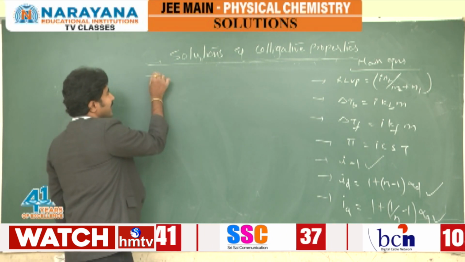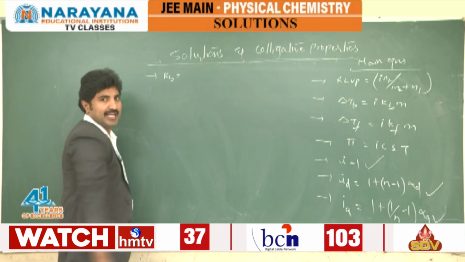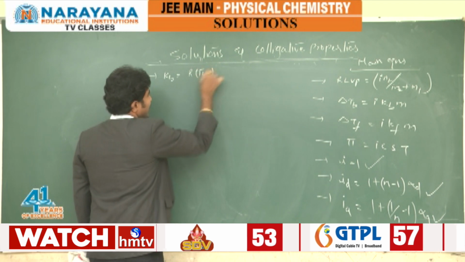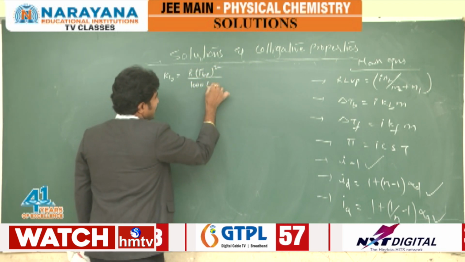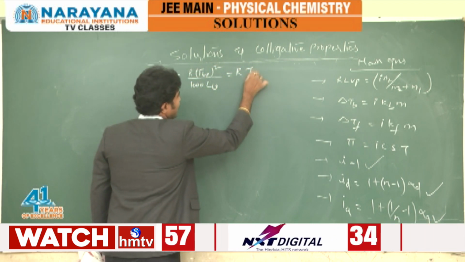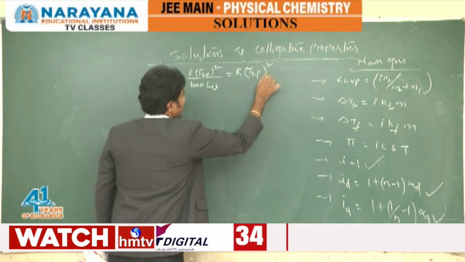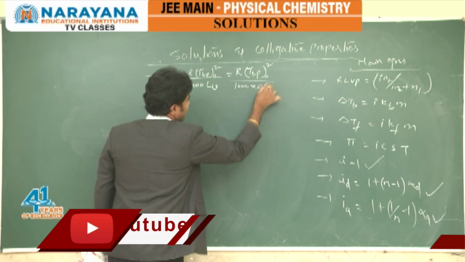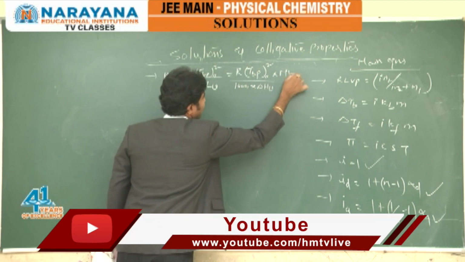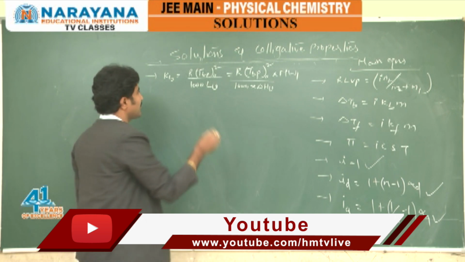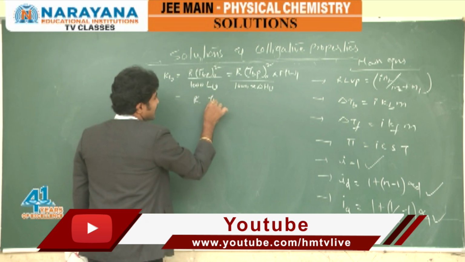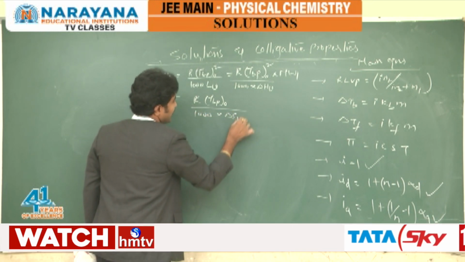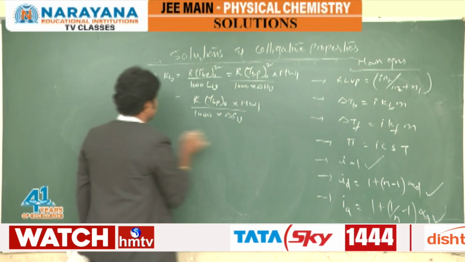But in this we are having Kb expressions, Kf expressions. Already I gave the Kb expression: R Tb square by 1000 into Lv, or R Tb of solvent square by 1000 into delta H vaporization into molecular weight of the solvent. Even I gave it in terms of entropy also. This is R Tb by 1000 into delta S vaporization into molecular weight of the solvent.